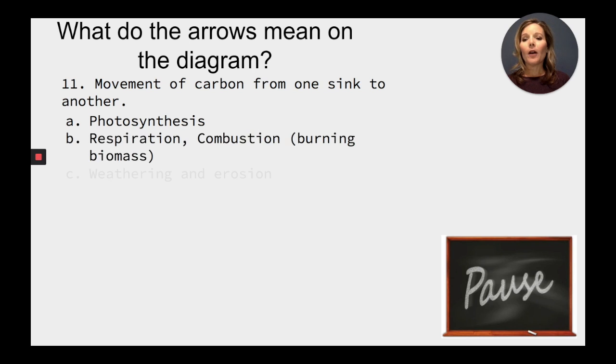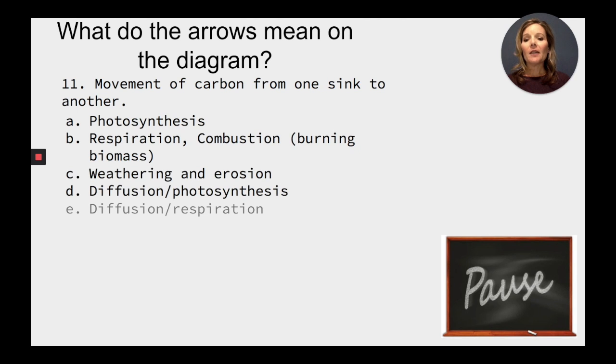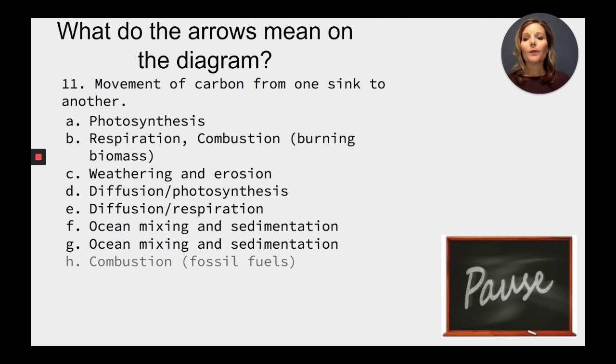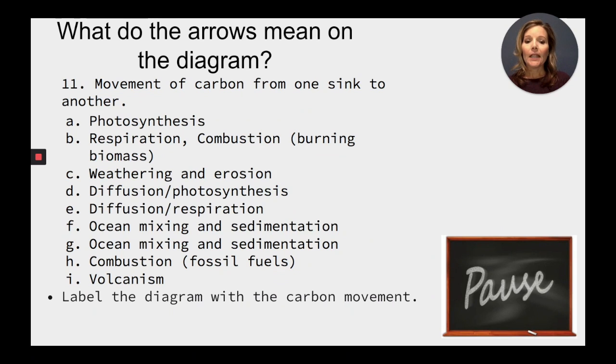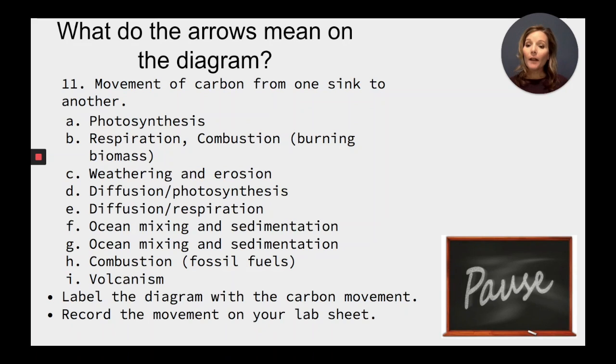And I'd like you to pause the video now and label each of those fluxes from photosynthesis and respiration, combustion, the burning of biomass or of living material, weathering and erosion, diffusion and photosynthesis, diffusion and respiration, ocean mixing and sedimentation, combustion of fossil fuels, and volcanism. Label your diagram and then look at that movement itself. So pause the video now and label your diagram.